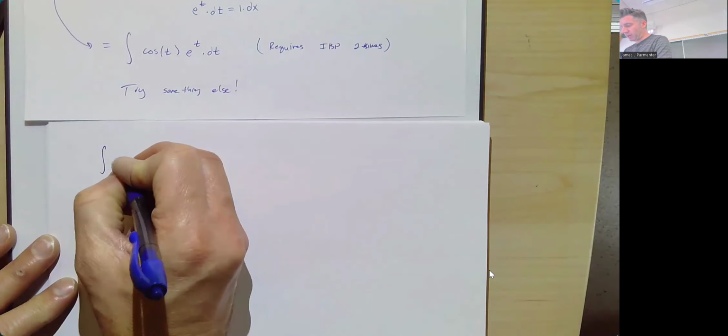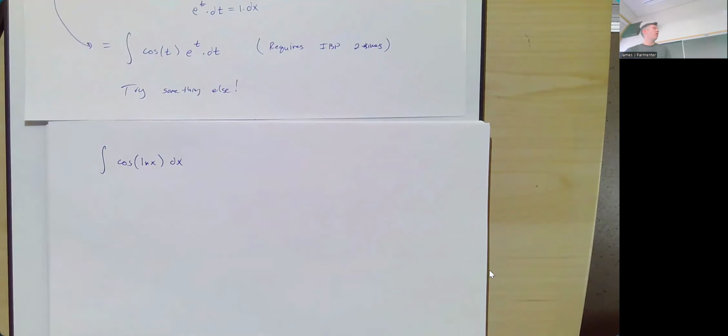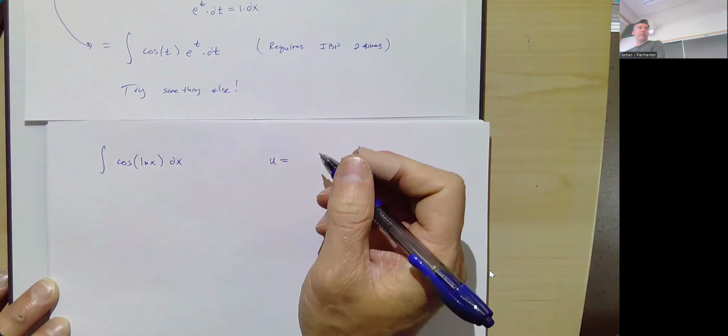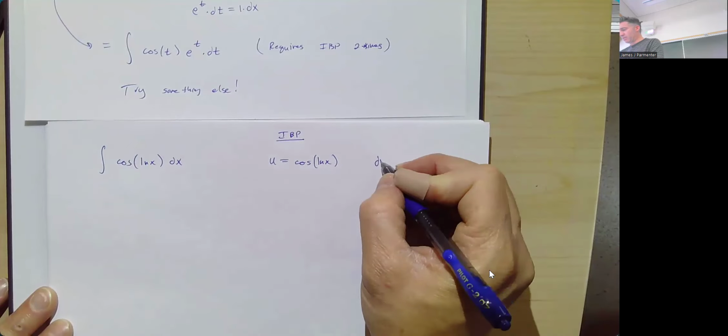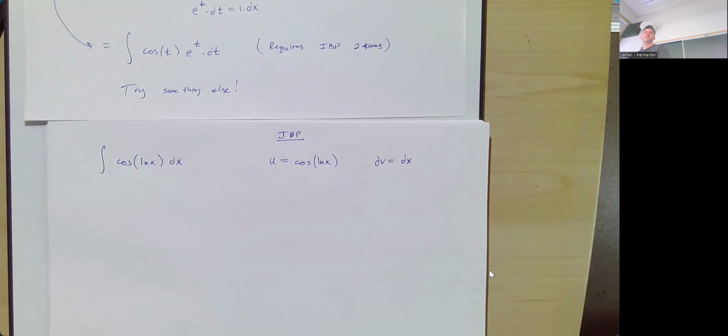I often forget about this tactic. You can always try integration by parts if you consider dv to just be the dx. What I mean here is that I can let u essentially be everything, cosine of the natural log of x, and dv gets to be just the sliver that is left, which is dx. The rest isn't very much this time.